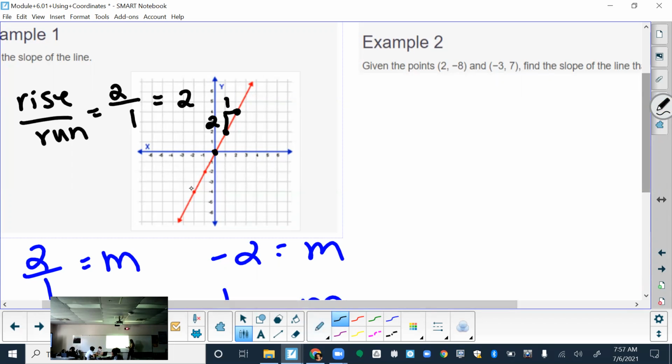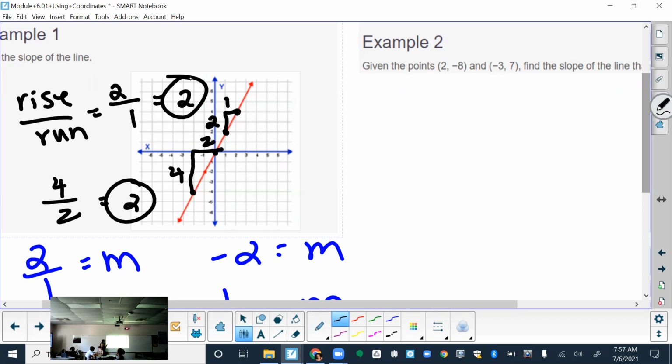All right, and then again, you could have chosen a point down here, like maybe you made a larger triangle, but as long as you're simplifying the fraction, you should always end up at 2. So if I count the rise from this point to that point, I get 1, 2, 3, 4 for the rise. And what do I get for the run? 2. And then rise over run, 4 over 2. What's 4 divided by 2? 2. So no matter what, I still get an answer of 2.